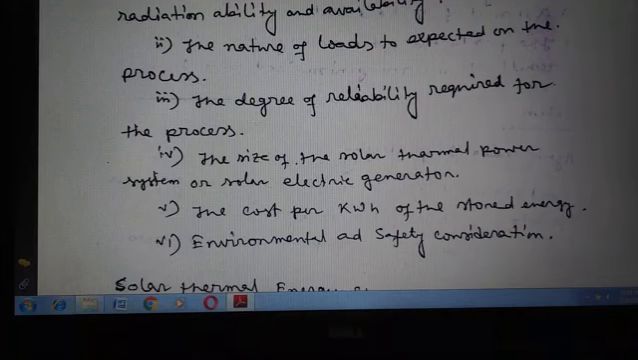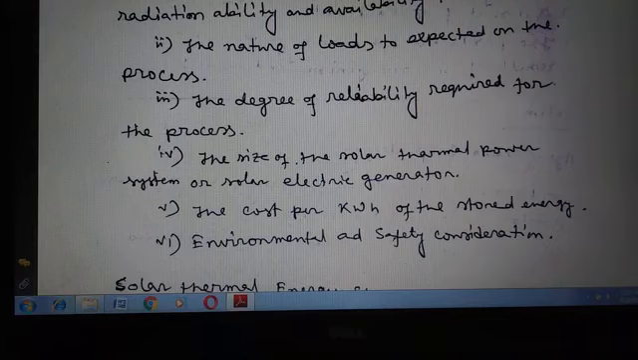Next, the cost per kWh of the stored energy. Cost is the main factor for the energy storage system because initial cost is always controlled by the overall project. Next, the environmental and safety consideration. If the system is environmentally reliable, that means eco-friendly, then that is beneficial for us.